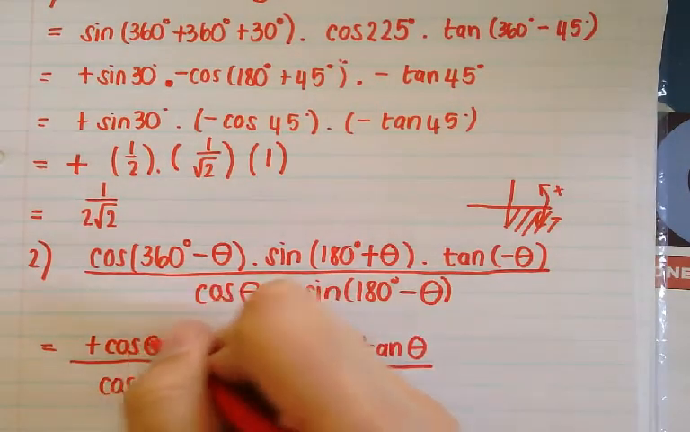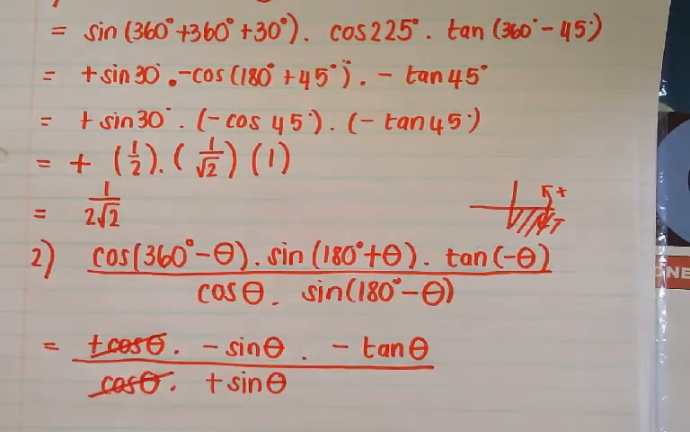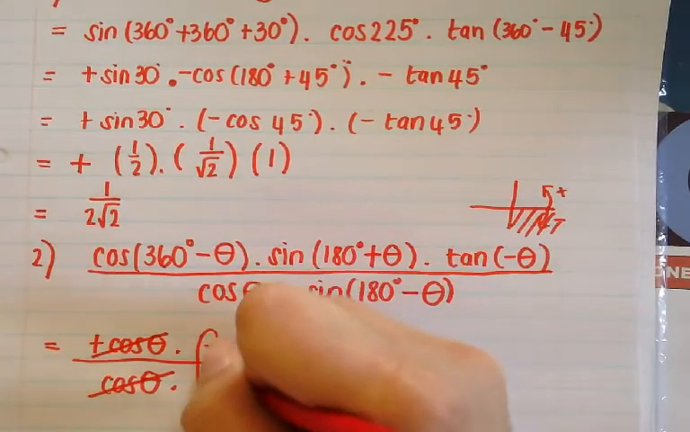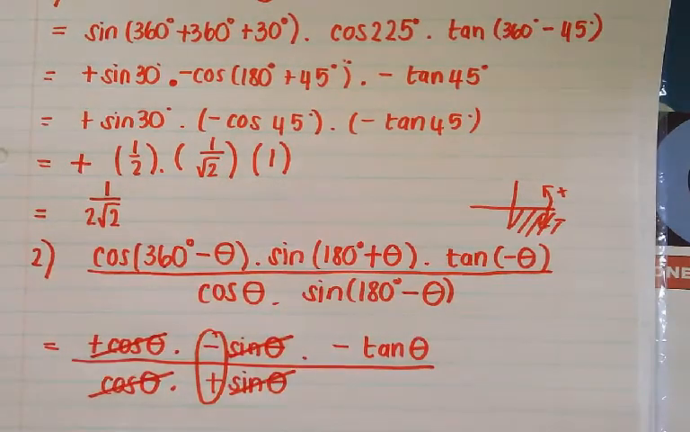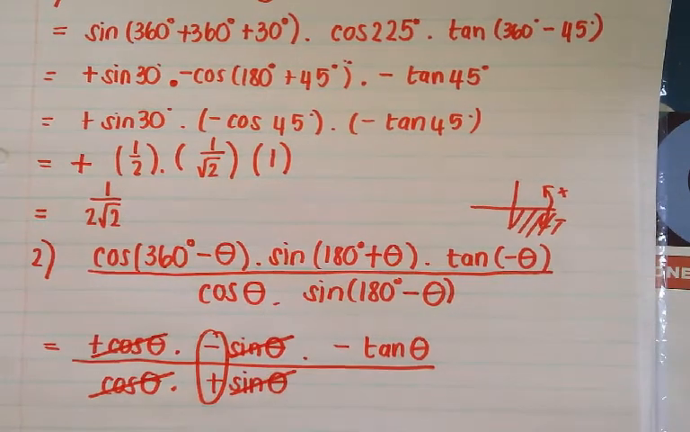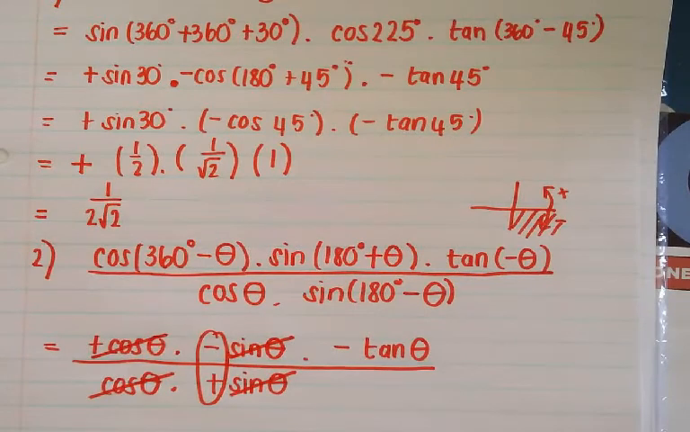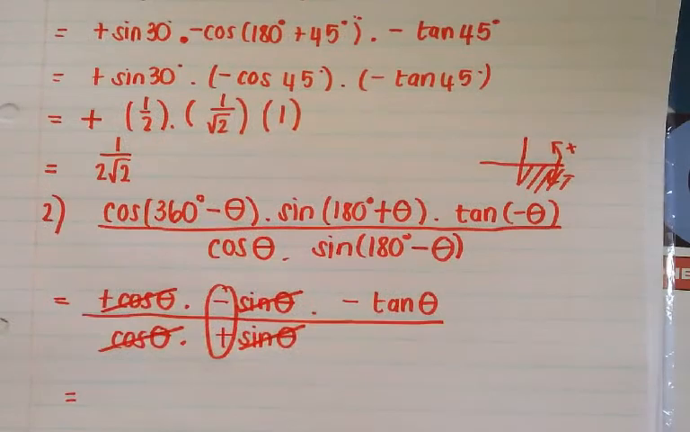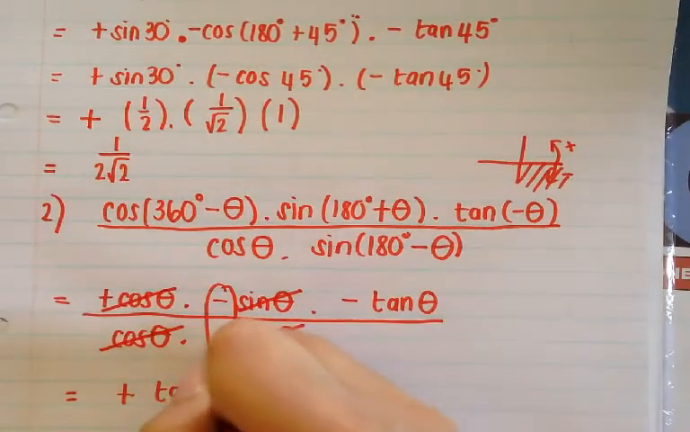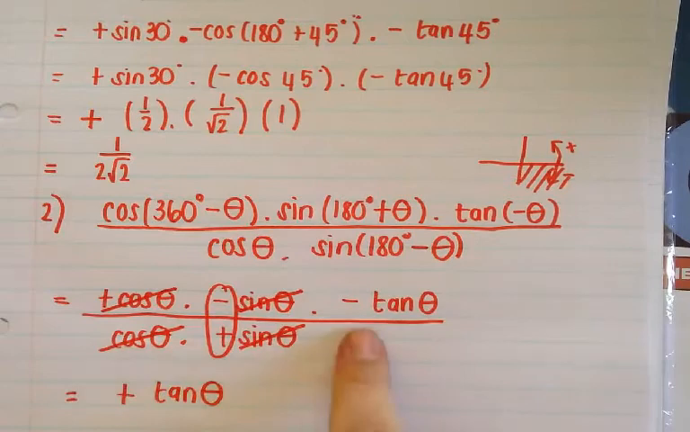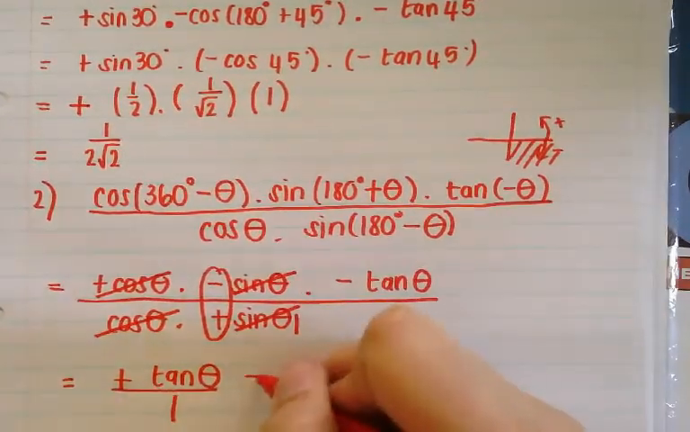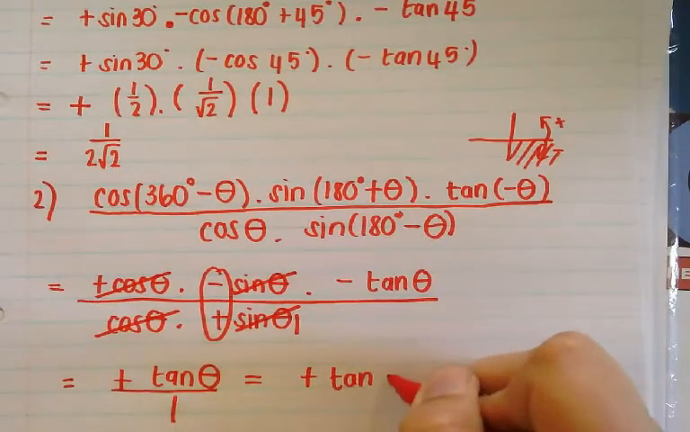So cos theta divided by cos theta, sine theta divided by sine theta, but we need to remember this negative positive nature. And then we just have negative tan, which can't cancel with anything. So we have a negative times a negative, times my positive tan theta. The bottom would just be 1. Don't even have to write it. My final answer is just positive tan theta.